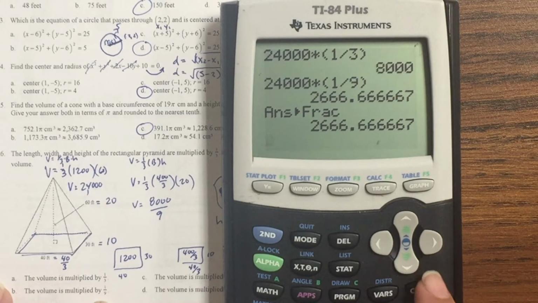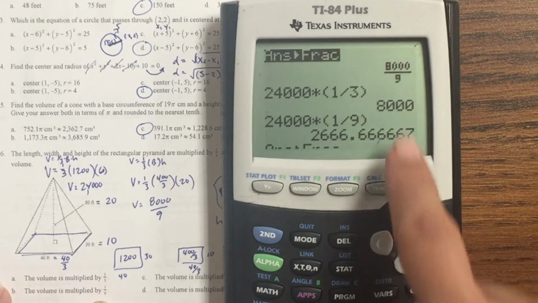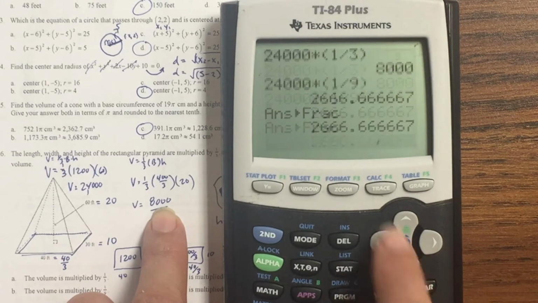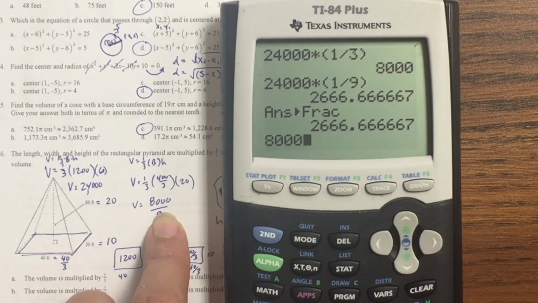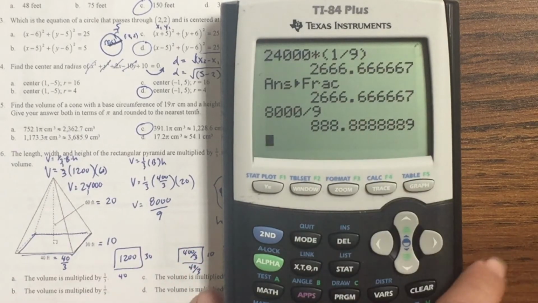Why did it still give me a fraction? Okay, well, let's see. Let's turn this one back into a fraction. Let's turn 8,000 divided by 9. Let's see if it's the same one. 8,000 divided by 9. Okay, so no, that's not that one.